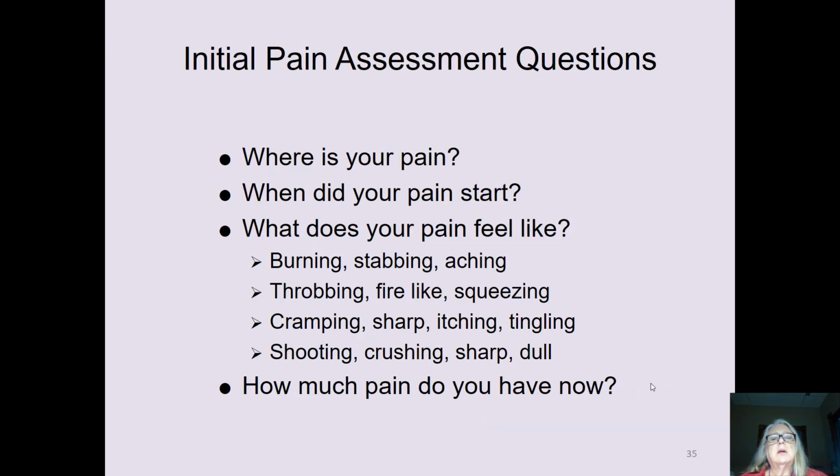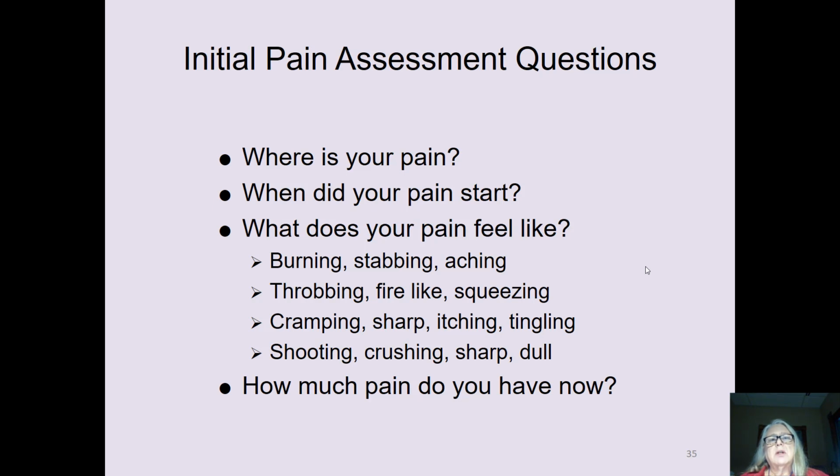So initial pain assessment, these are really good questions. Begin to learn how to practice them. Where is your pain? When did your pain start? What does your pain feel like? And then really getting them to tell you. If they can't, especially a smaller child, ask, what would you have to do to me to make me feel this way? That's going to give you a much more accurate picture.